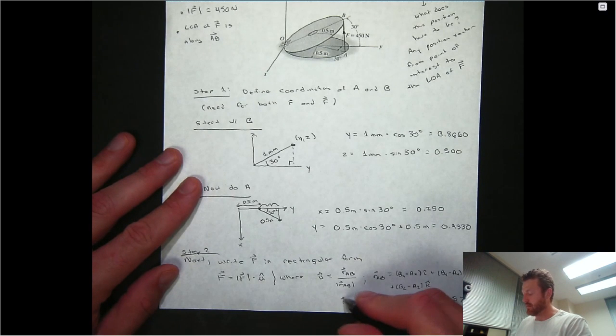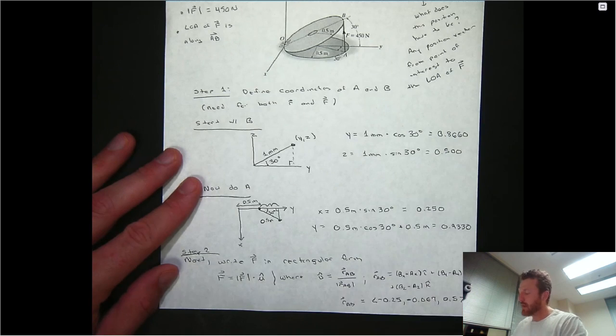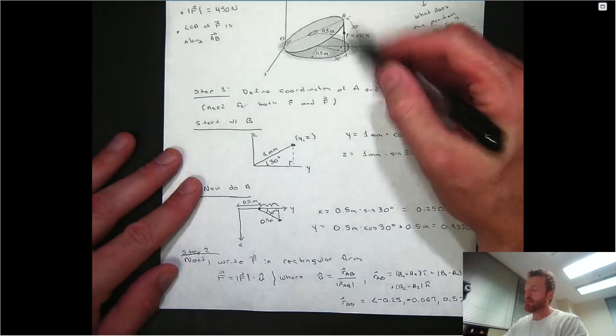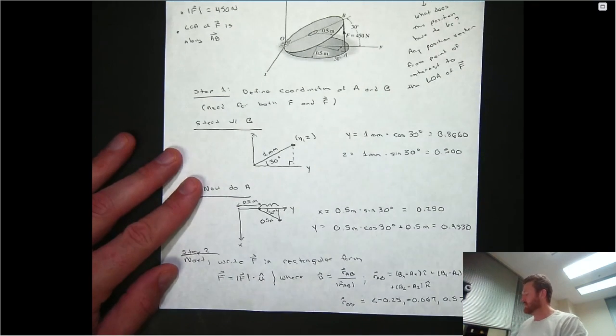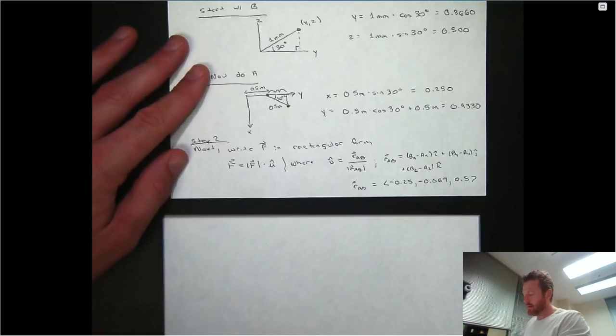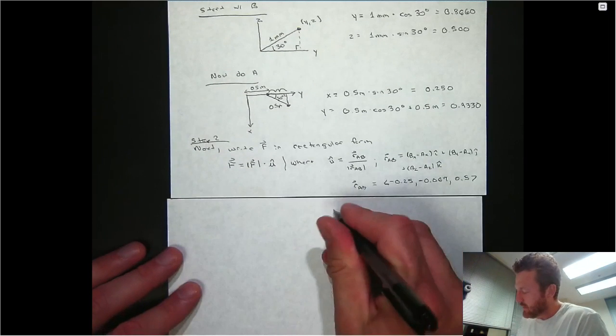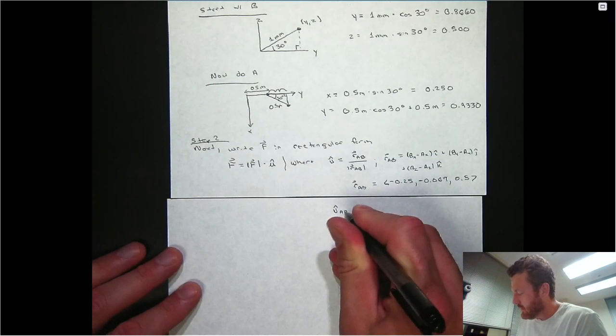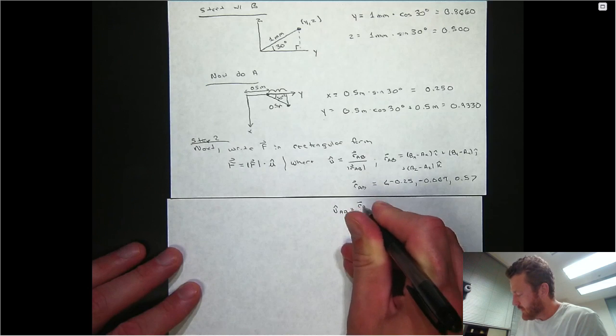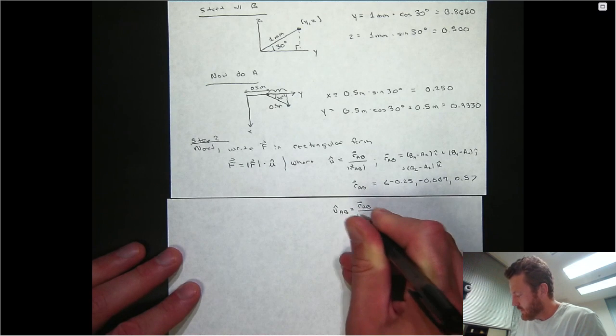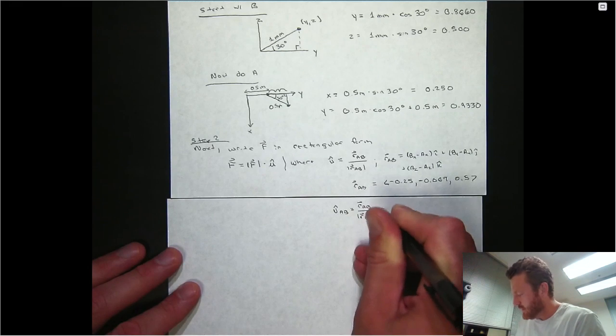So just to make sure this is RAB, we still need to find the unit vector. And of course, to go from A to B, you go in the positive z direction. So going back to our document camera, we can say that UAB is just RAB divided by that magnitude.